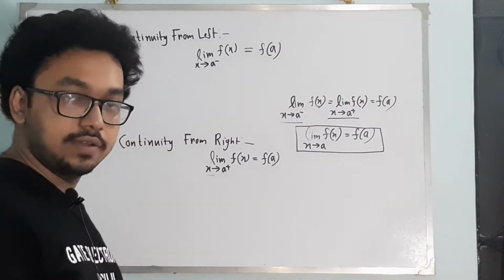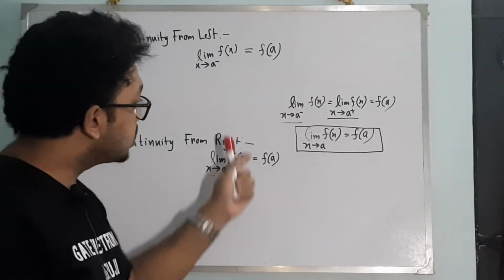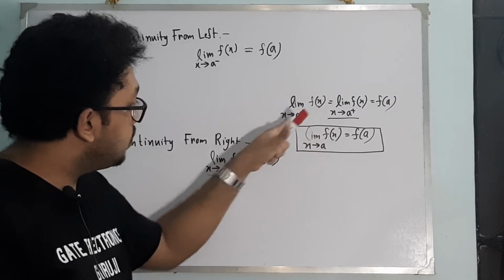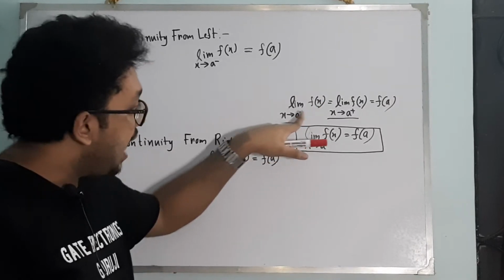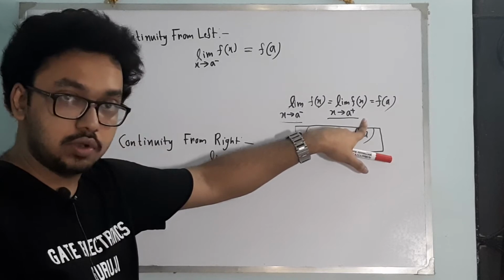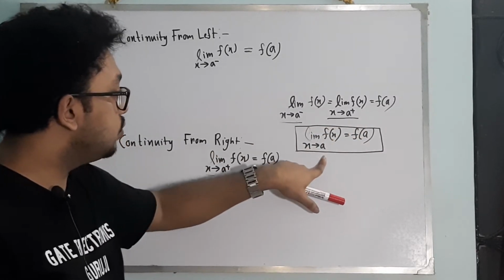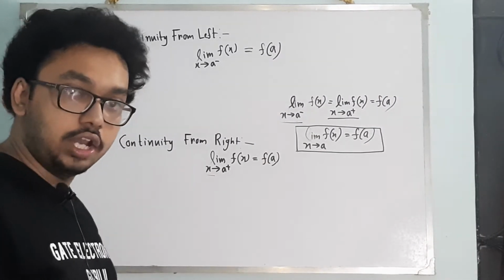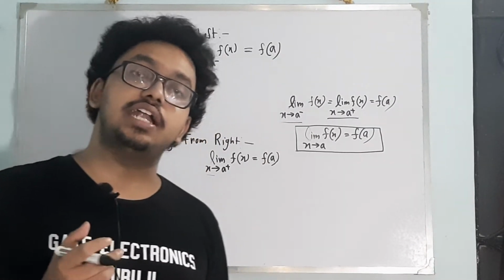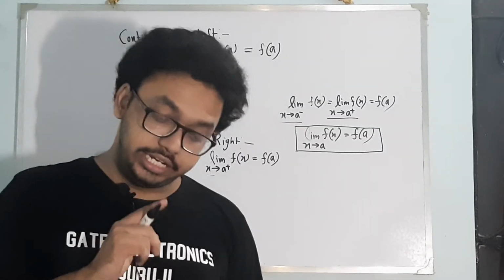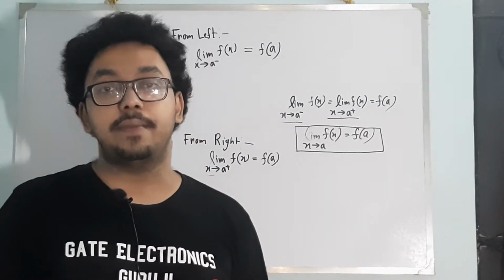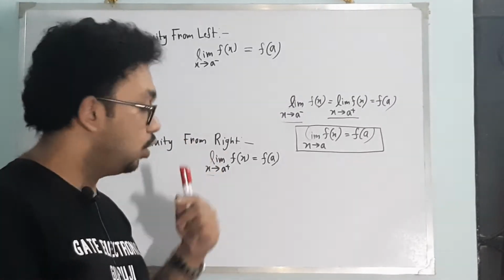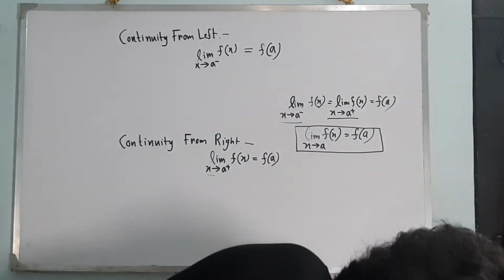So what did we observe? We observed that if a function f(x) is continuous from left at x equal to a as well as continuous from right at x equal to a, then the function will be continuous at that particular point x equal to a. Clear? Or in other words, if a function f(x) is continuous at a point x equal to a, it is simultaneously continuous from left as well as continuous from right at x equal to a. Clear? So I hope that this idea is clear.